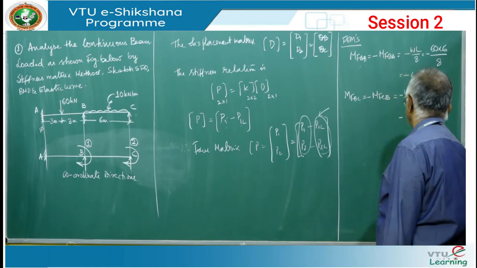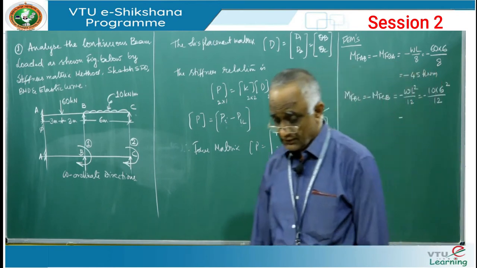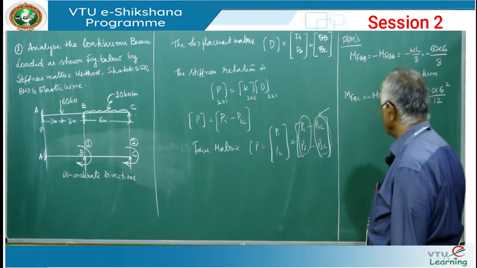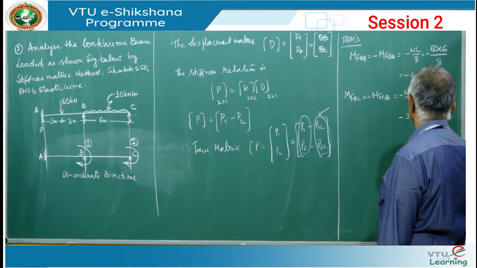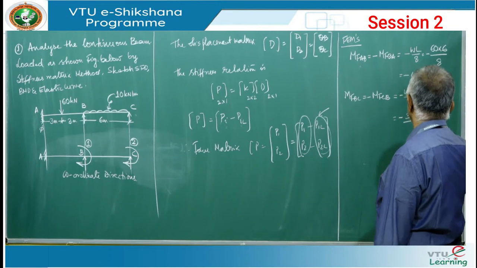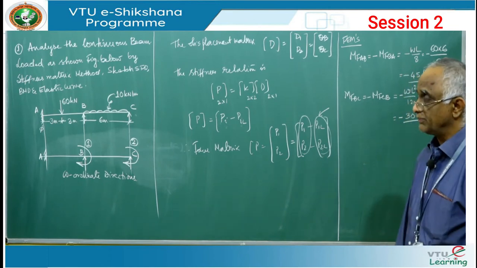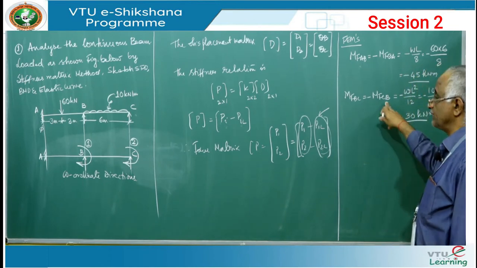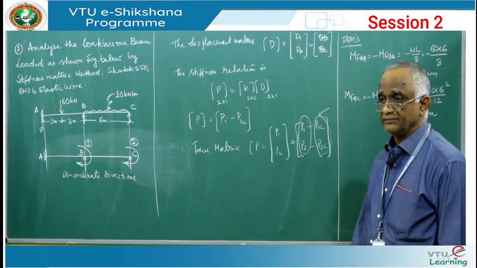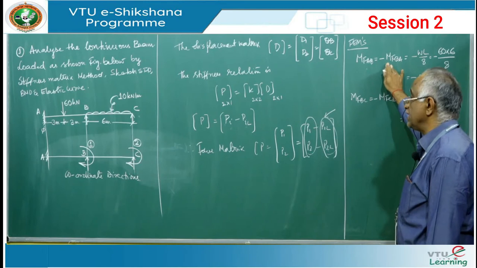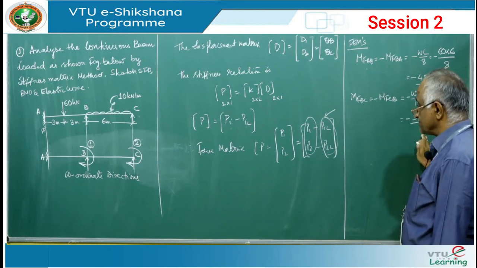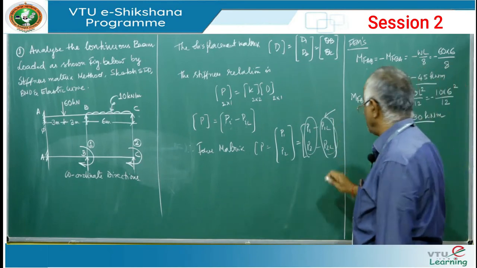So it is equal to minus 30 kilonewton meter. So MFBC is minus 30, MFCB is plus 30. We have calculated the fixed end moments for the members AB and BC separately. We have to use them to find out P1L and P2L.